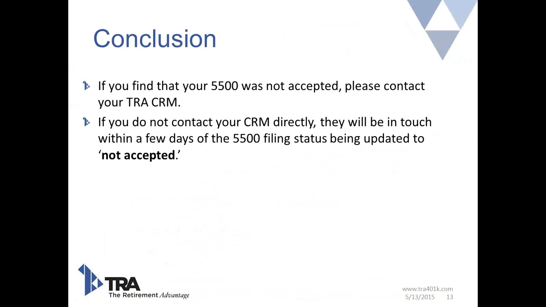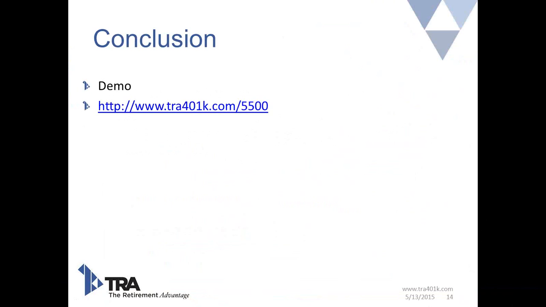If you find that your Form 5500 was not accepted, it'll show you on that screen as well. You can then contact your TRA CRM, and they can assist you with that. If you do not contact your CRM directly, they will be in touch within a few days of the 5500 filing, as we can see on our side when they are accepted or not accepted.